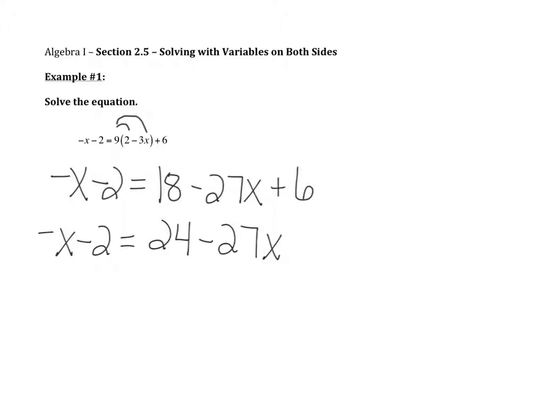So now you can see that there's variables on both sides of the equal sign, and our goal is to move variables to one side and the constant terms, so just the numbers, to the other. And it does not matter which side you put which. So I could put the x's on the left and put the constant terms on the right, or vice versa. I could put the x's on the right and the constant terms on the left. It's just up to you.